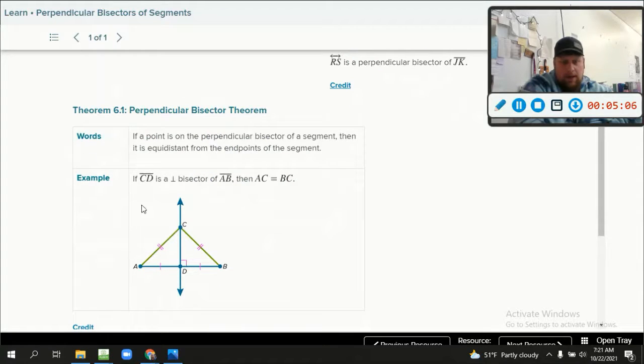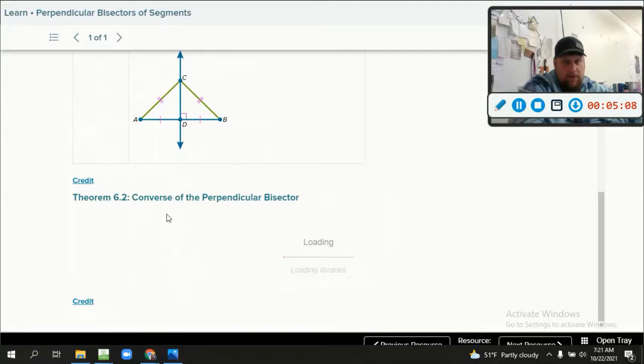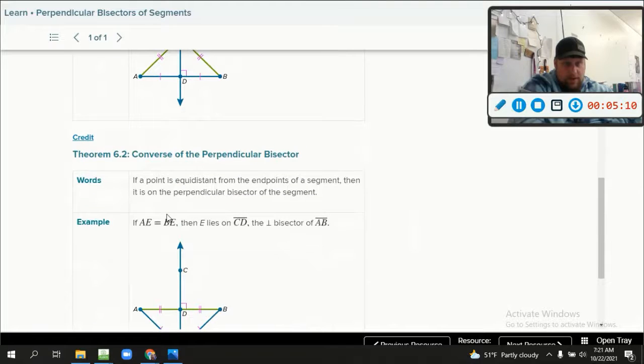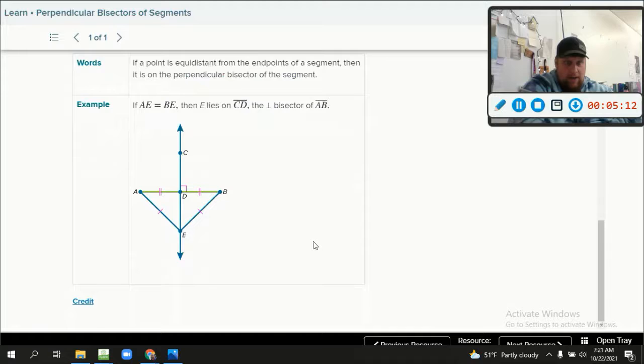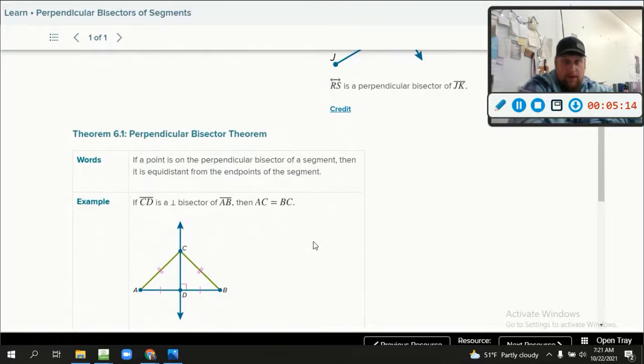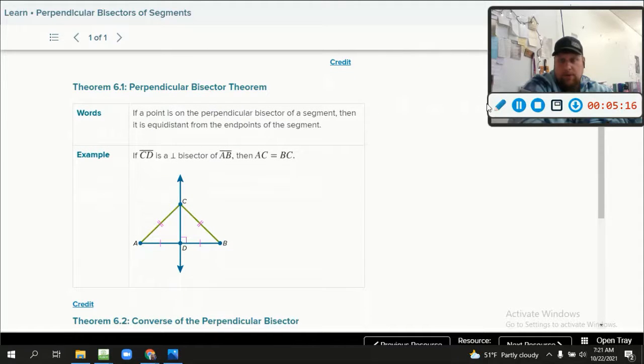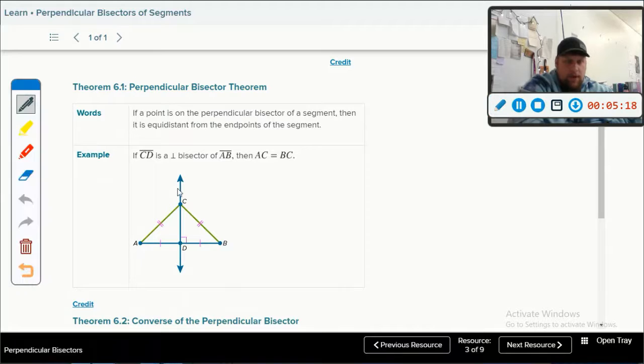Okay, and again, I'm going to have you do two things right now. I'm going to have you draw this and write it, and this as well. So we're going to do it one at a time, but just know a little bit of writing today, and then we'll get through it. So what do we need to write down? We need to write down Theorem 6.1, perpendicular bisector theorem. And you're going to write down the words. If a point is on the perpendicular bisector of a segment, then it is equidistant from the endpoints of that segment.